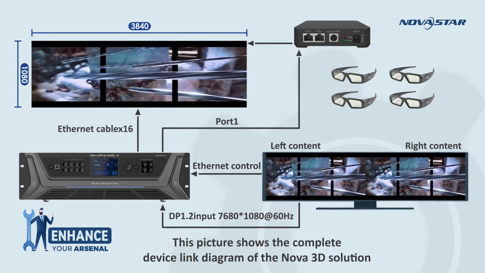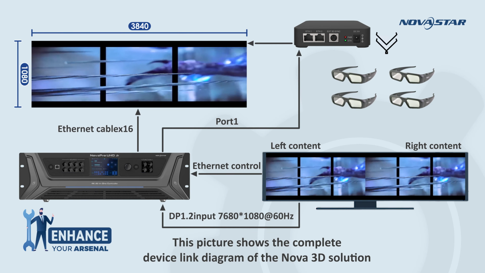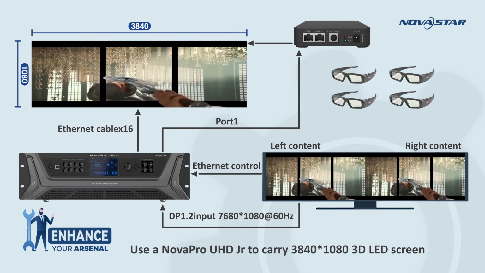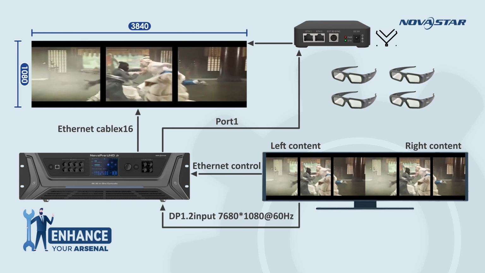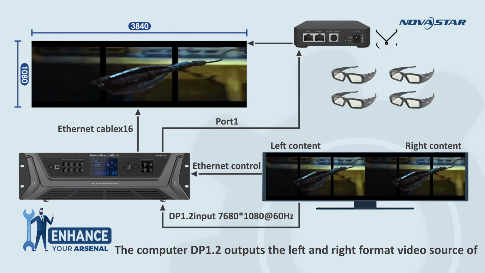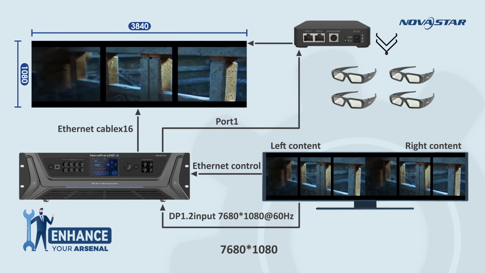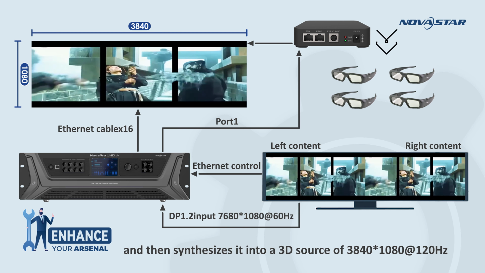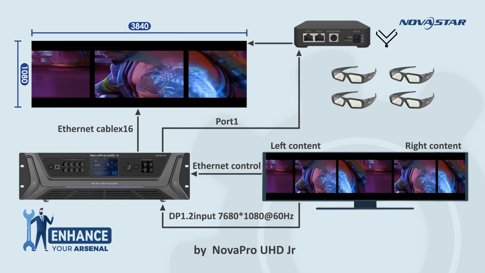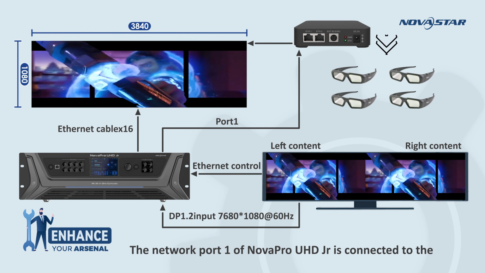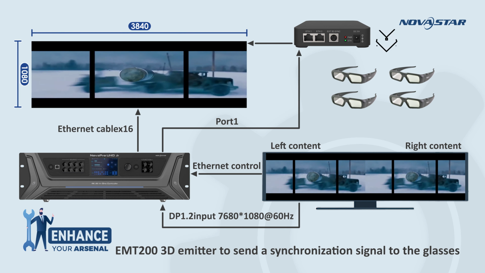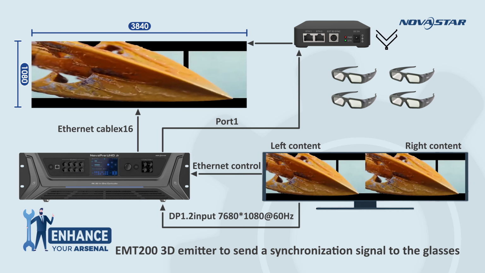This picture shows the complete device link diagram of the Novastar 3D solution. Use a NovaPro UHD Junior to carry a 4K by 1K LED screen. The computer's DP 1.2 outputs a left-and-right format video source of 8K by 1K, and then the UHD Junior converts it into a 3D source of 4K by 1K at 120 Hz. Network port 1 of the UHD Junior is connected to the EMT200 3D emitter to send a synchronization signal to the glasses.